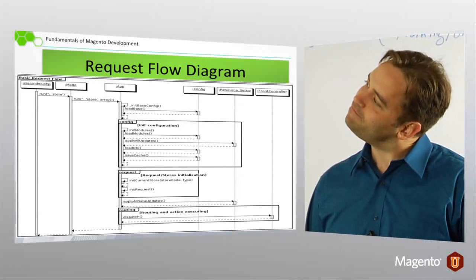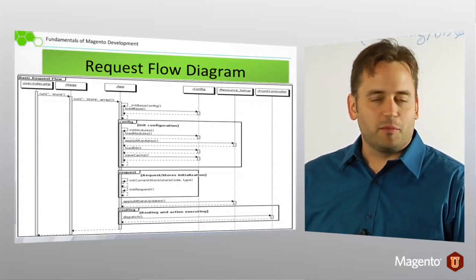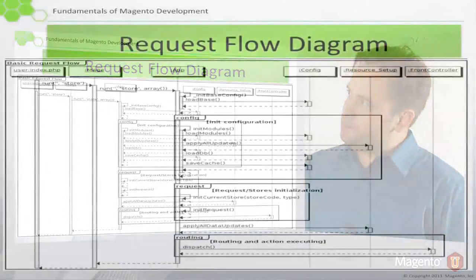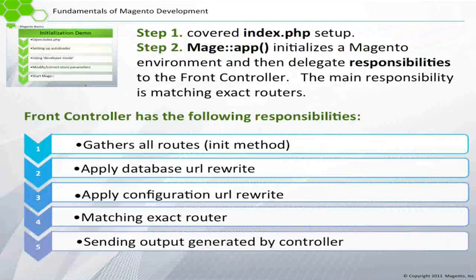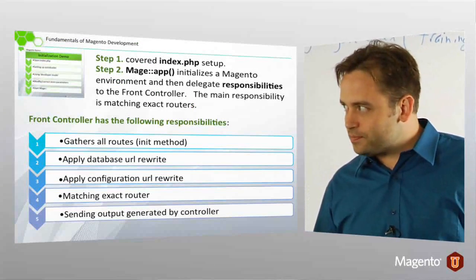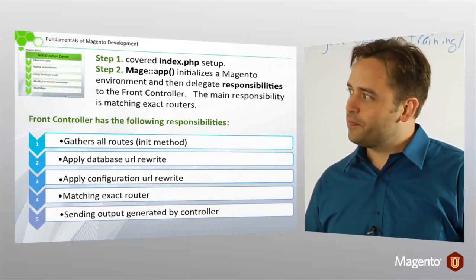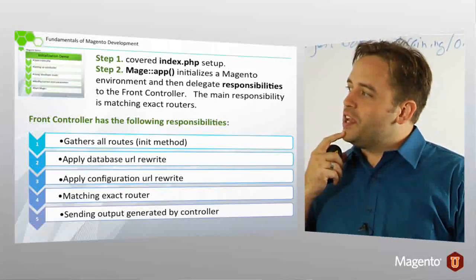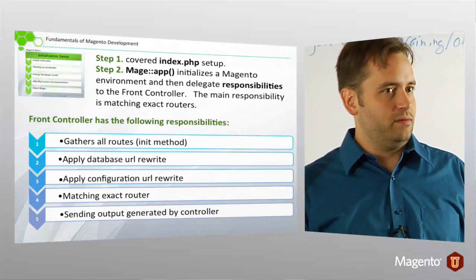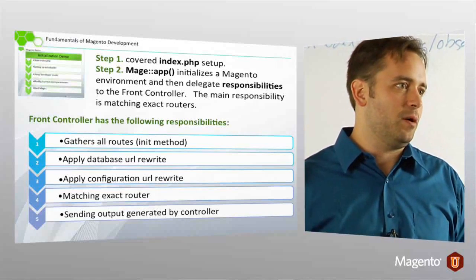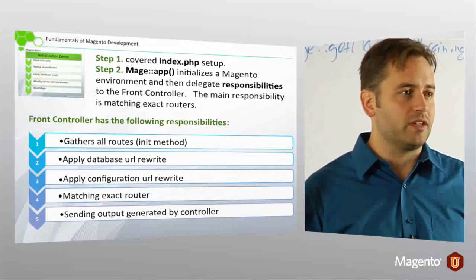All right. You recall this diagram from the previous lesson where we initialize the application and then we get down to routing, which is the responsibility of the front controller. Well, front controller has 5 areas of responsibility. It gathers routes via its init method. Apply database URL rewrites. So these are the rewrites that are built into the database when you make a category, when you make a product.